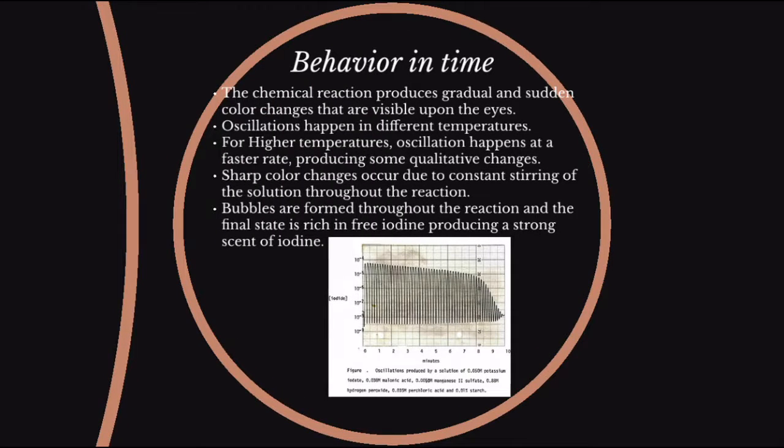The chemical reaction produces gradual and sudden color changes that are visible to the eye. Oscillations happen at different temperatures. For higher temperatures, oscillation happens at a faster rate, producing some qualitative changes. Sharp color changes occur due to constant stirring of the solution throughout the reaction. Bubbles also form throughout the reaction, and the final state is rich in free iodine, producing a strong scent of iodine.